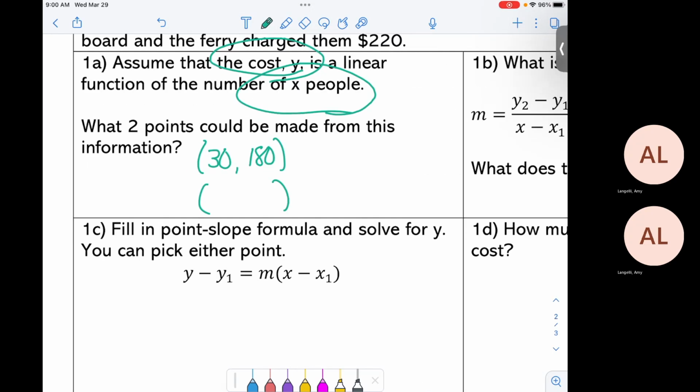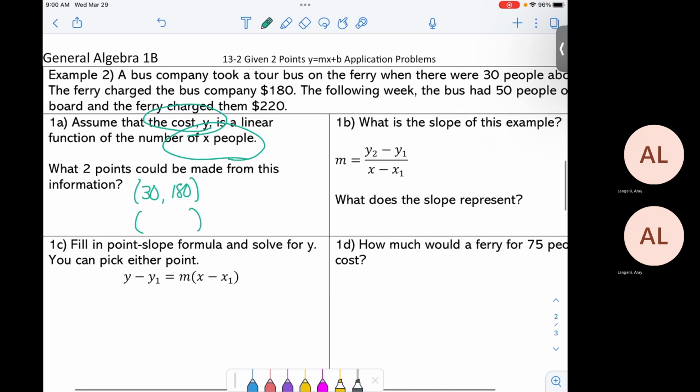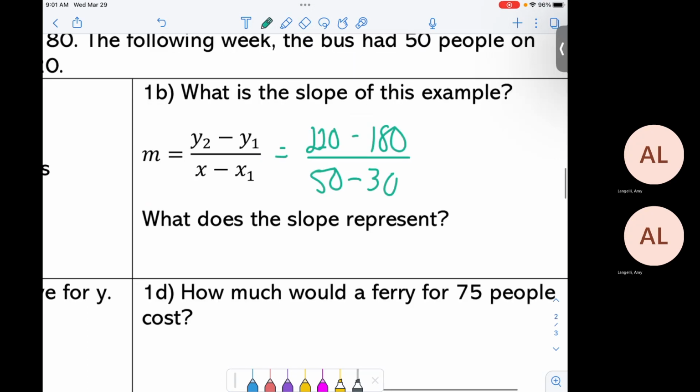And then what's the other one? 50 and 220. Look at you go. All right. Ready to find the slope? What 2 numbers should we put on the top? 220 minus 180. That's good. And on the bottom? 50 minus 30. Nice. Okay, what's 220 minus 180?